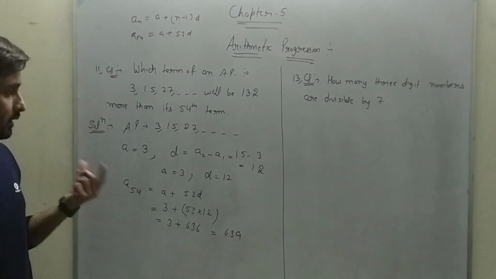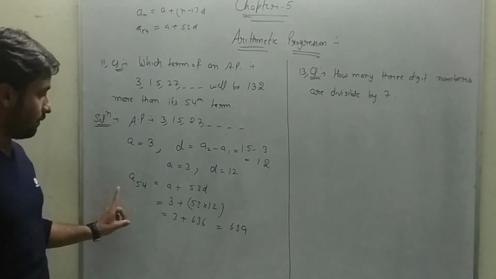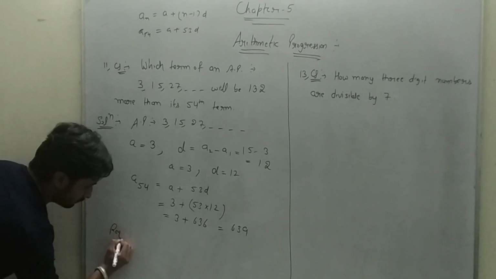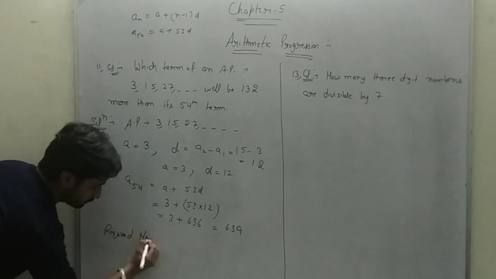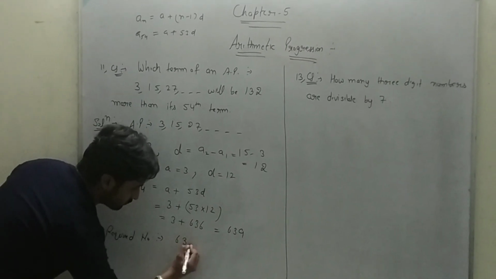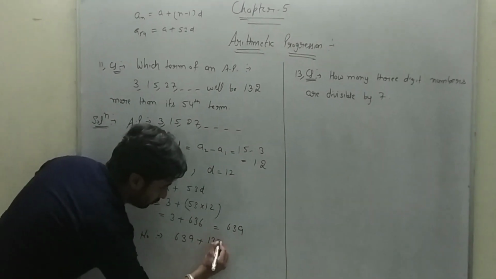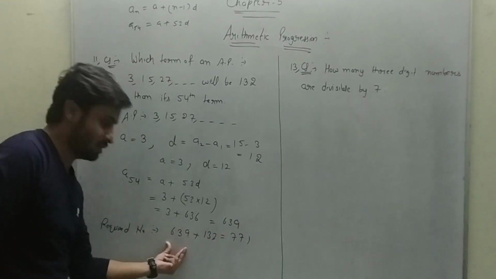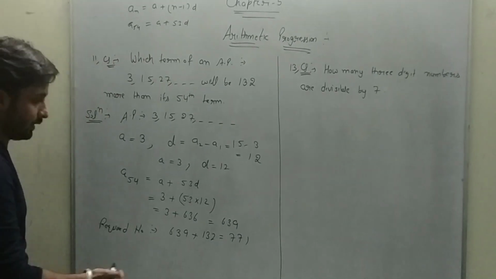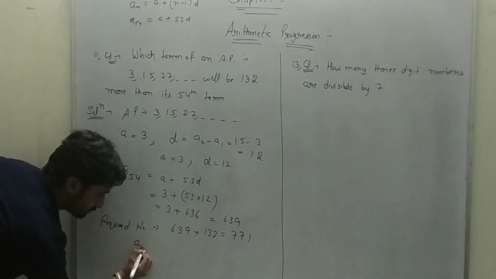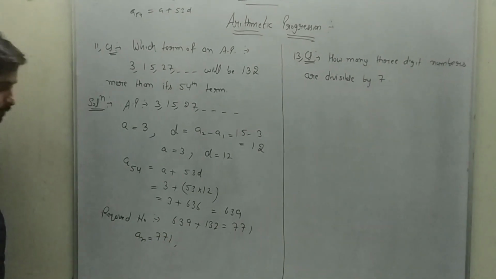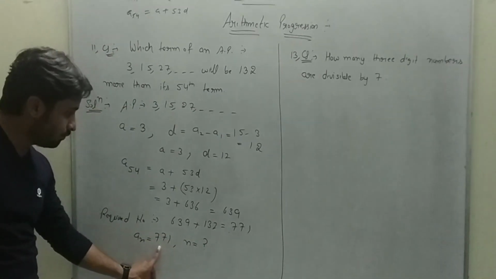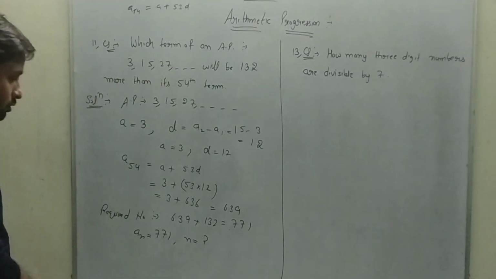Now we have to find a term which will be 132 more than that. First we have to add 132 to this number, so the required number is 639 plus 132. It will be 771. So this number is 132 more than the 54th term. Now we have to take this as an. So an is 771 and we have to find n. We have to find at what position this will be a term of this AP.